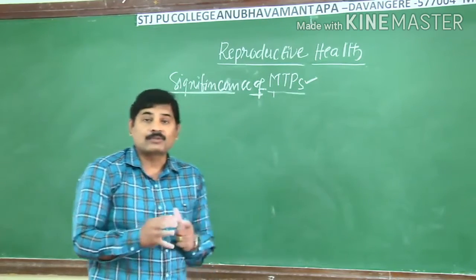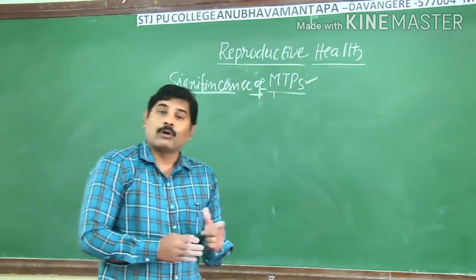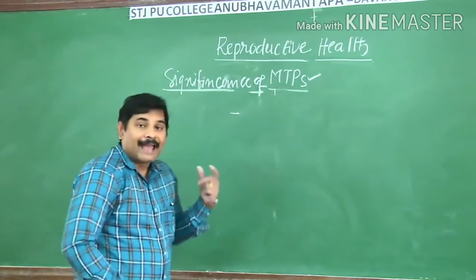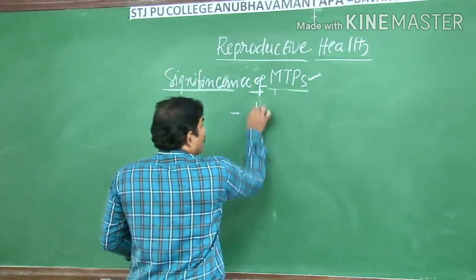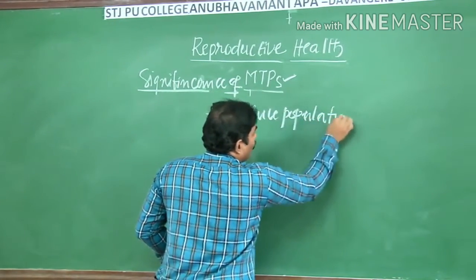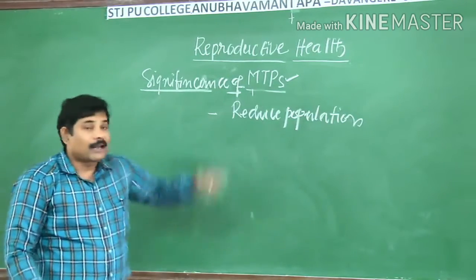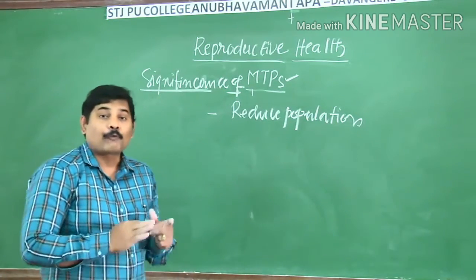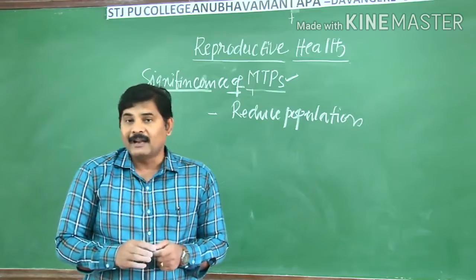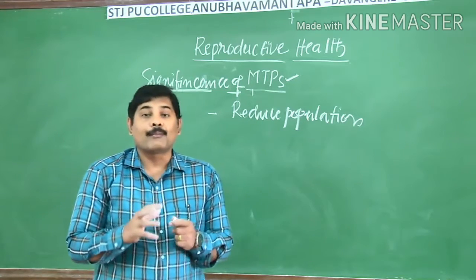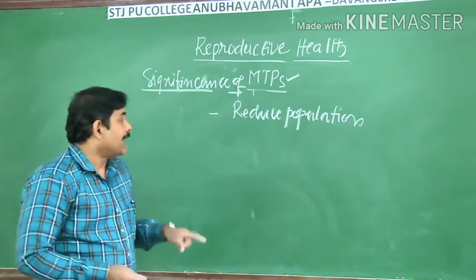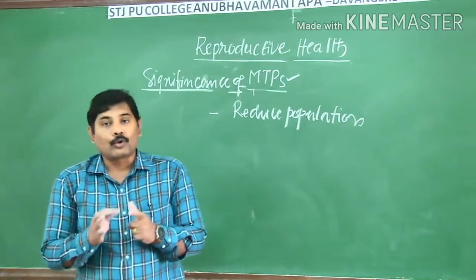That means the importance of these MTPs. These MTPs are useful to us in two different ways. One important thing here is that MTPs generally reduce the population. As I said earlier, throughout the world, every year 45 to 50 million MTPs are taking place. What does that indicate? Here 45 to 50 million people are not adding to the existing population in this world, so it helps in reducing or controlling the population.